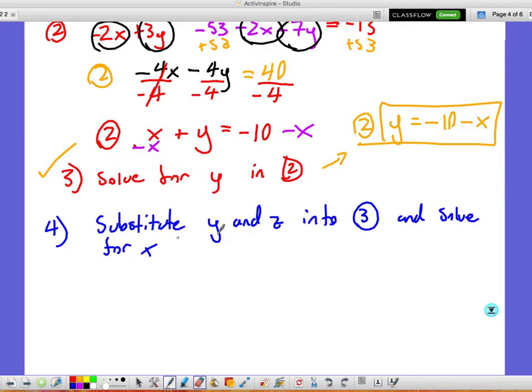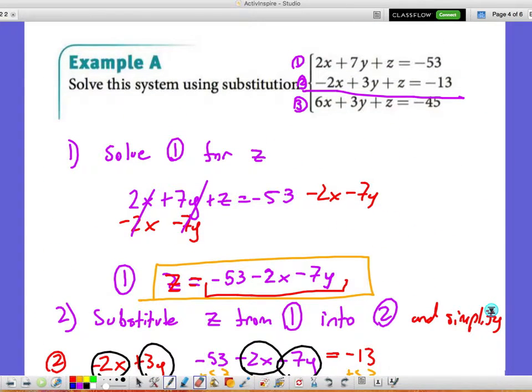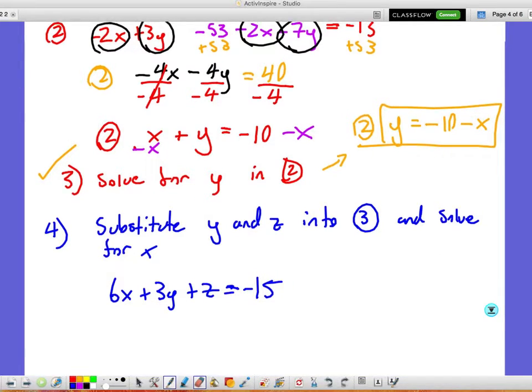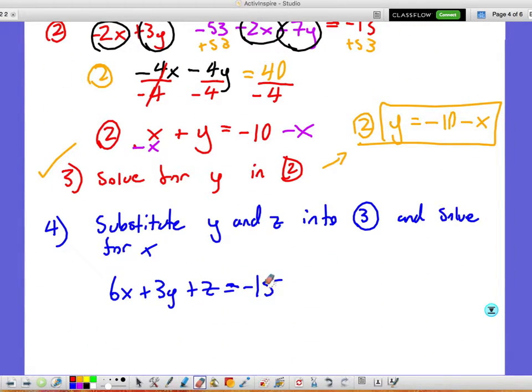That's what we want to do. So here is my third equation right here. 6x plus 3y plus z is equal to negative 45, not 15, negative 45. Alright.